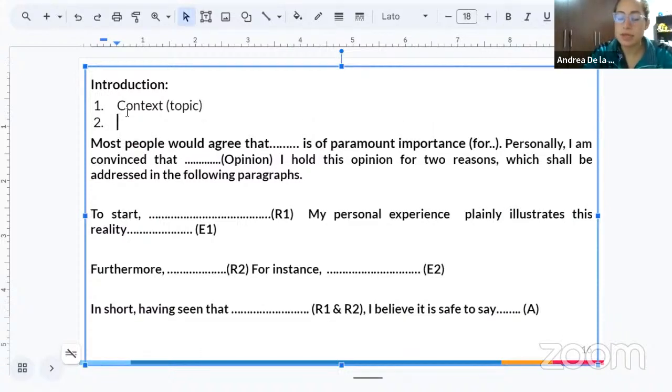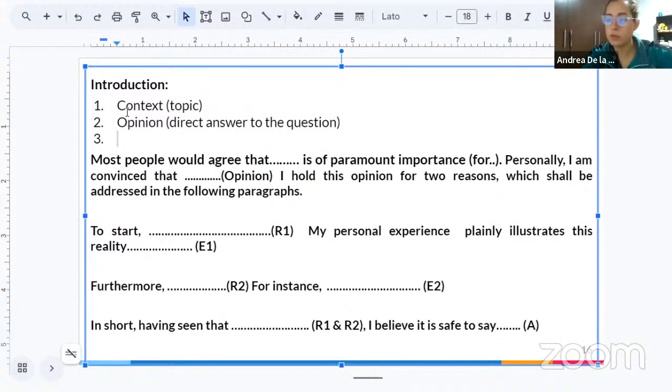The second one is your opinion. So this is the direct answer to the question. This is also called the thesis statement, okay, where you give your opinion, where you talk about the main claim. And finally, you need to have a transition sentence. And those are the 3 basic sentences that your introduction has got to have. Some context, your opinion, which is your direct answer to the question, and a transition to move forward to the body of the essay.